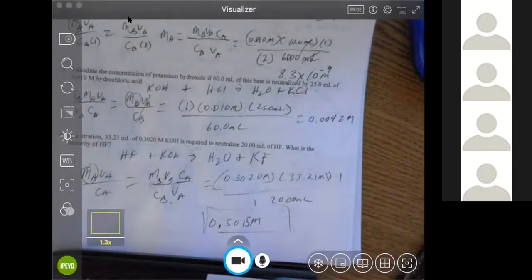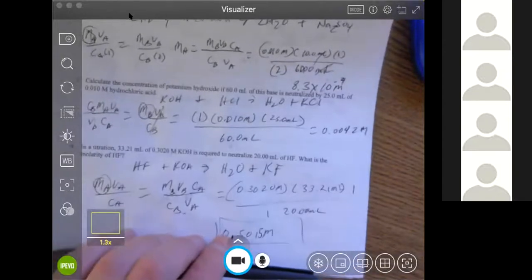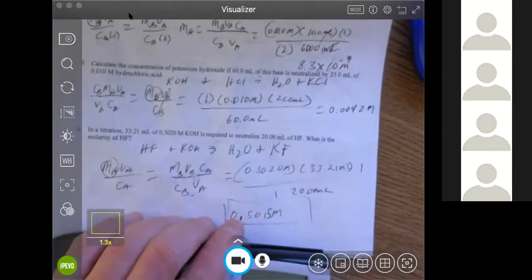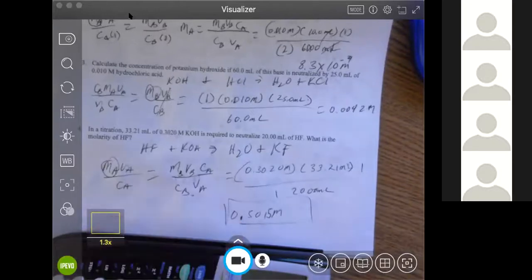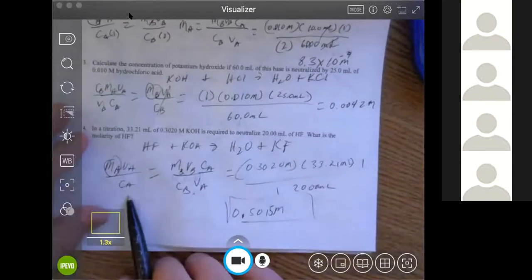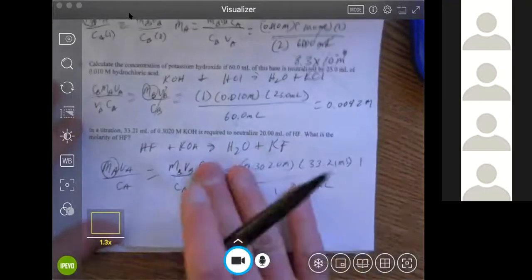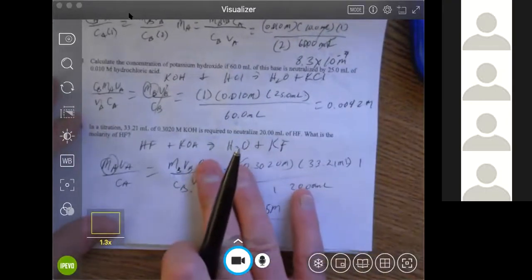Others? When you make the equations, how do you know for sure that it's correct? So the equation is MAVA over KA equals MBVB over KB, right? No, I mean when you make the balanced equation to find out the coefficient number.